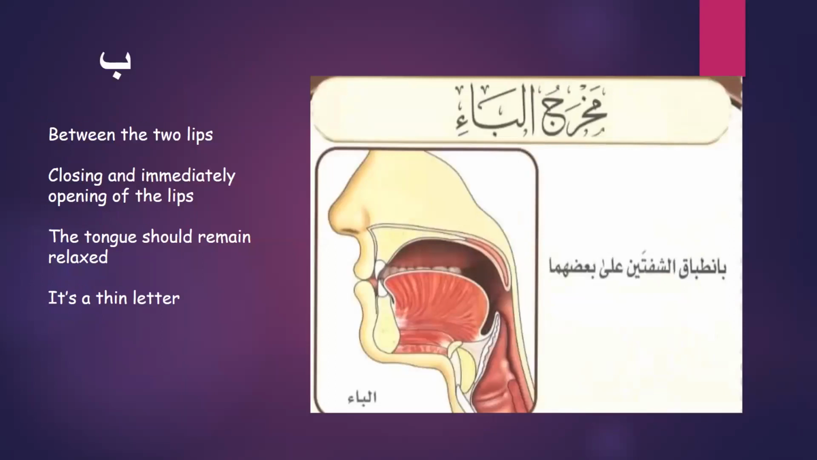The letter ba, again, this is from between the 2 lips. So how you can pronounce it is by closing and immediately opening the lips. So ba, bi, bu, ab. So you're closing the lips and instantly disconnecting both the lips to pronounce it. The tongue should remain relaxed, since again this is a thin letter, it doesn't have any heaviness. So keep it light and bounce it when it has a sukoon on it.